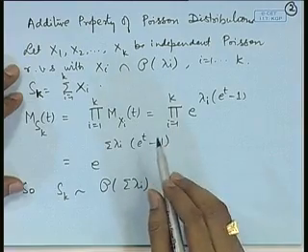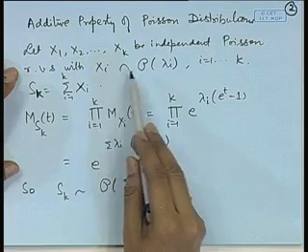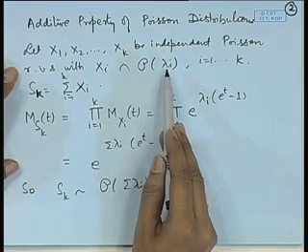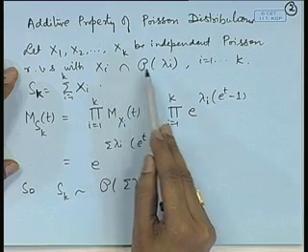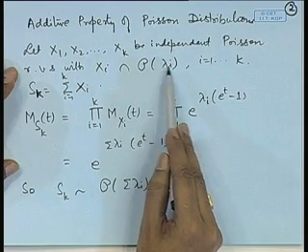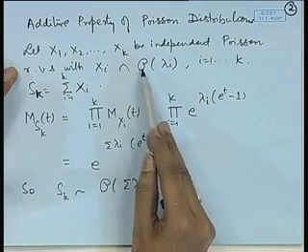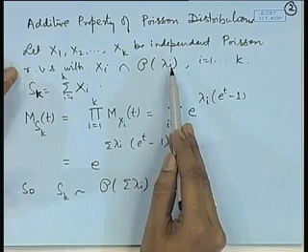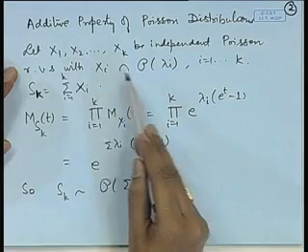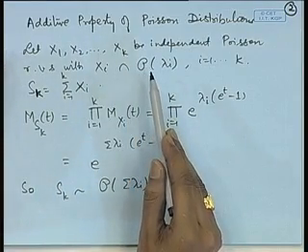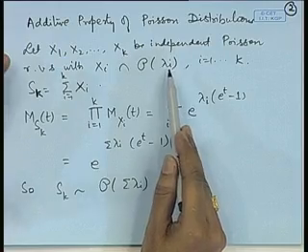Once again we can see it in physical terms. Here we are considering k different Poisson processes. X1 denotes the number of arrivals in the Poisson process with arrival rate lambda 1. X2 denotes the number of arrivals in the Poisson process with arrival rate lambda 2, and so on. Therefore, the sum of the Xi's denotes the total number of arrivals in a Poisson process with arrival rate sigma lambda i.